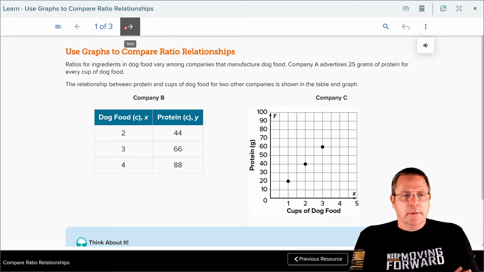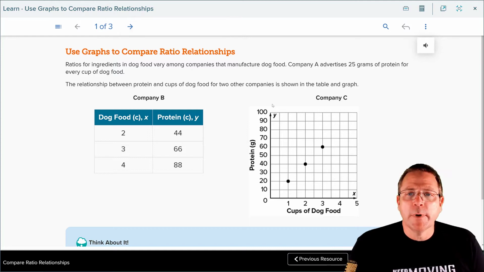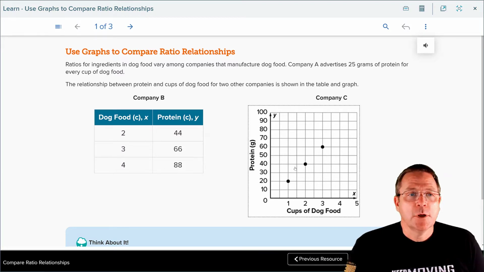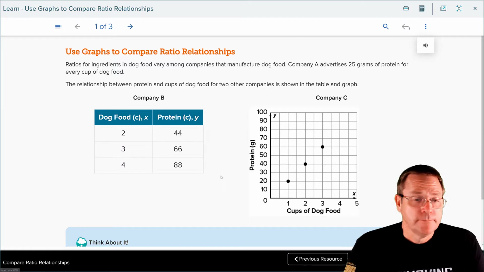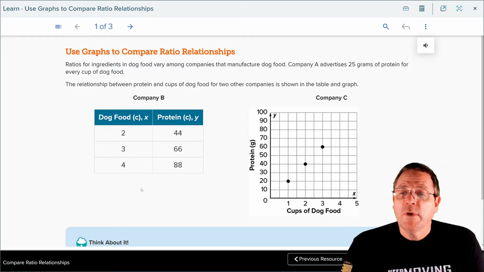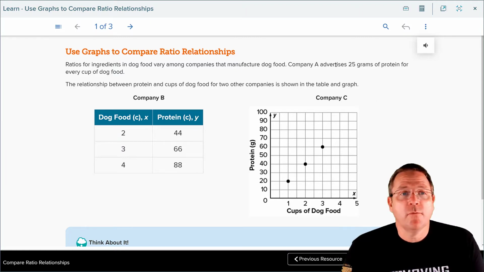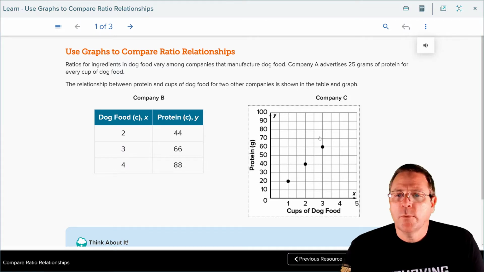You've got Company B showing their ratios here as a table, and Company C showing their ratios here as a line plot. This is 3 different representations of the data. One of them just gave you a number, 25 grams for every 1 cup, and the others gave you a, what do we call this? A ratio chart. And this one here gave you a graph.